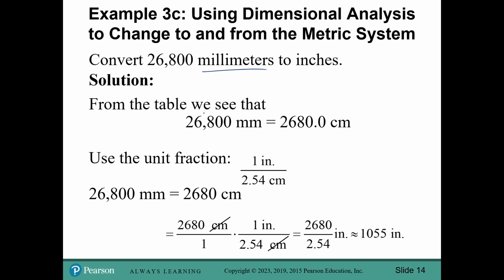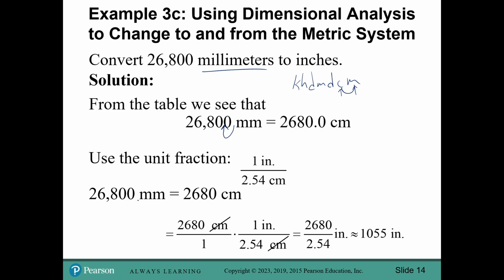So we're starting with 26,800 millimeters, and if I want to convert millimeters into centimeters, let's look at our chart. Kangaroos, up, down, mountains, drinking, chocolate, milk. Millimeters is right here. We want to convert into centimeters, which is right here, which is basically just a move to the left. So 26,800 millimeters is just 2,680 centimeters. Now that I have it in centimeters, I have a conversion from centimeters to inches. 1 inch is just 2.54 centimeters.